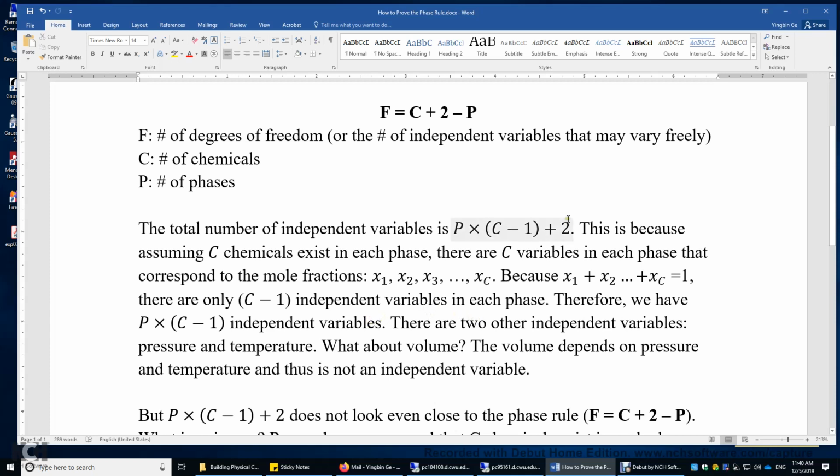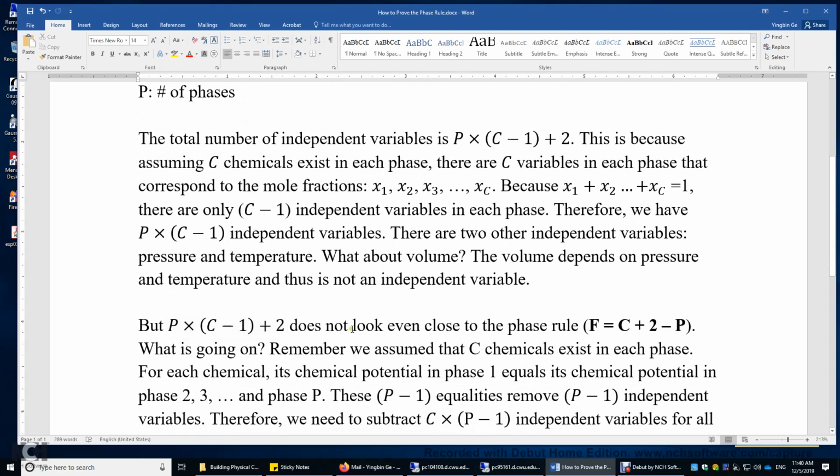However, there are two other independent variables. One is pressure, one is temperature. How about volume? Again, the volume depends on pressure and temperature. It is not counted as an independent variable. So therefore, we have P times (C minus 1) plus 2 independent variables. But this expression does not look even close to the phase rule.